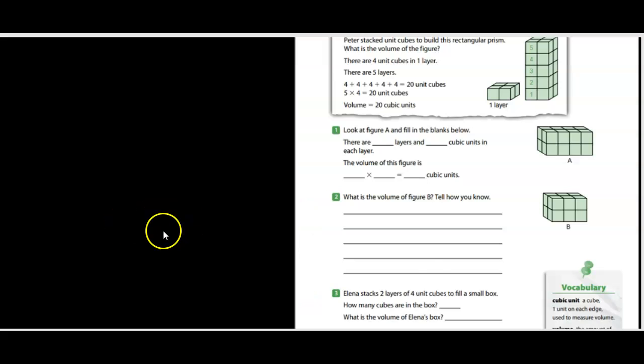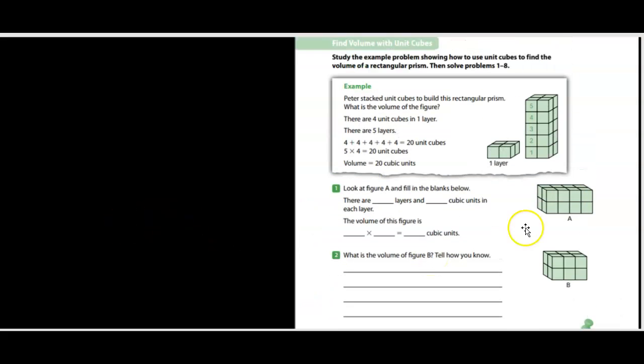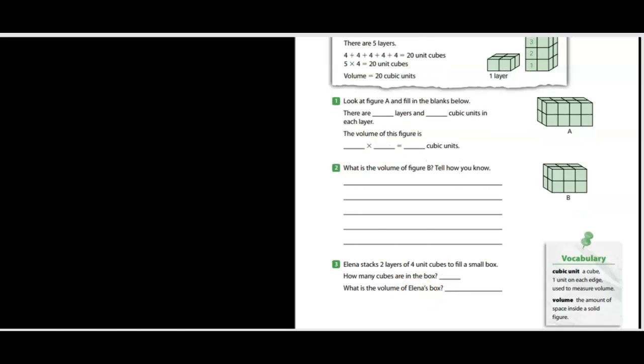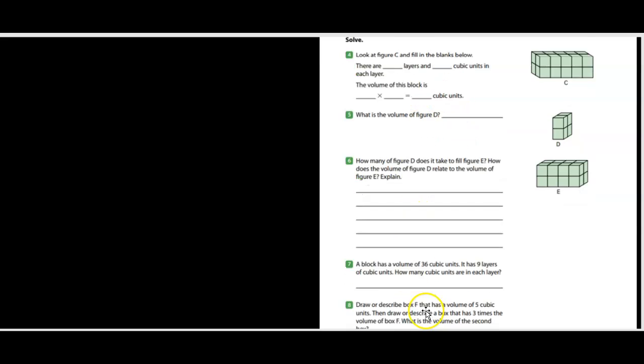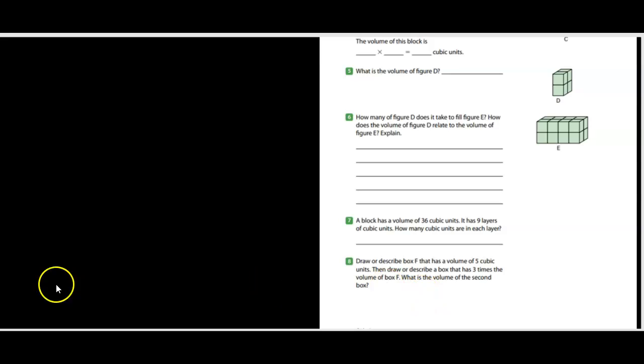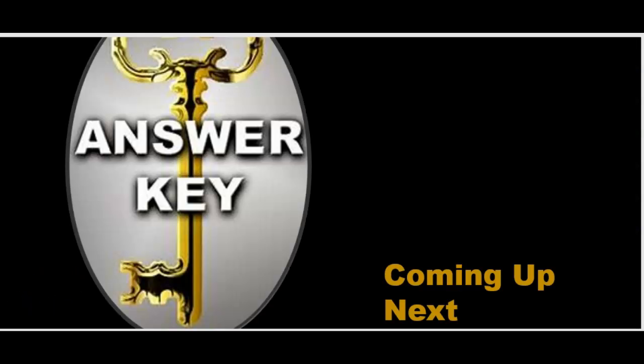Okay, now it is time for you to actually do some practice. You want to read your example. You want to look at answer number 1, number 2, number 3. And you want to go to the next page, number 4, number 5, number 6, number 7, and number 8, making sure that you understand all of it. Remember to pause your video while you're doing your answers, and then you can come back and check it.